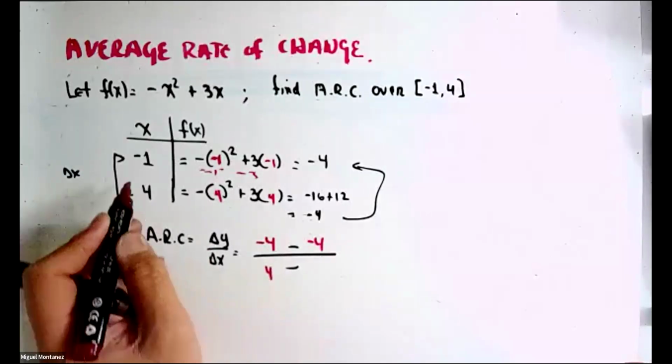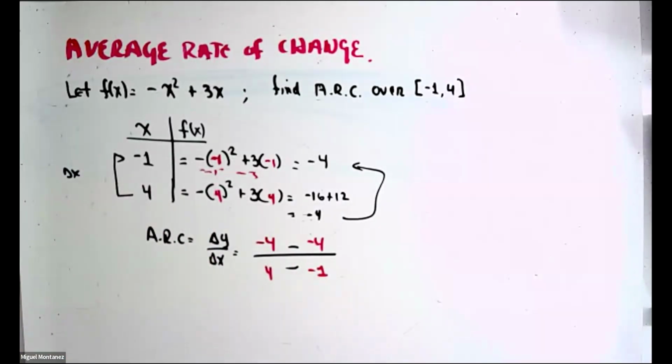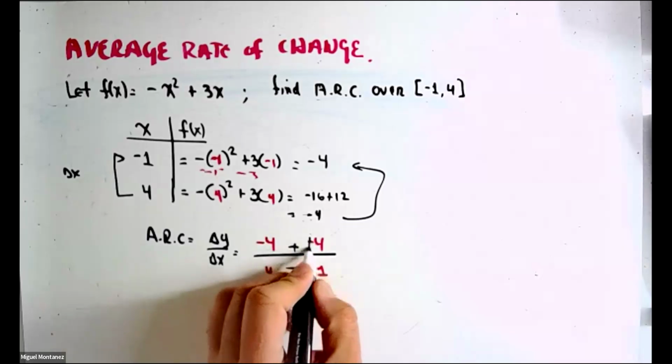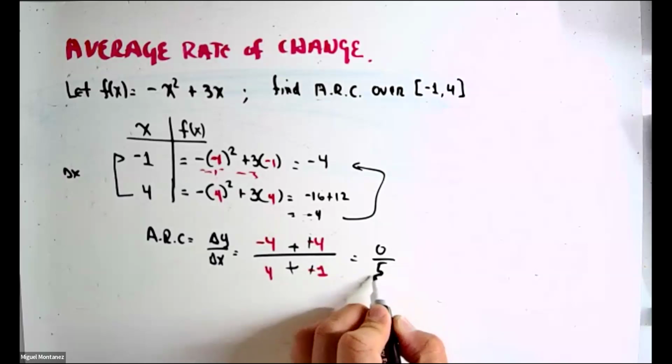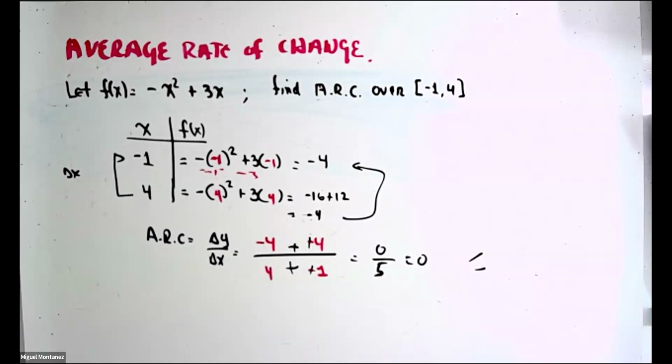Then here we went from negative 1 to 4, so it will be 4 minus negative 1, which is plus plus. That will be 0 over 5. So the rate of change is 0. Okay, I was expecting something different. So that's one example. Let's try another one.